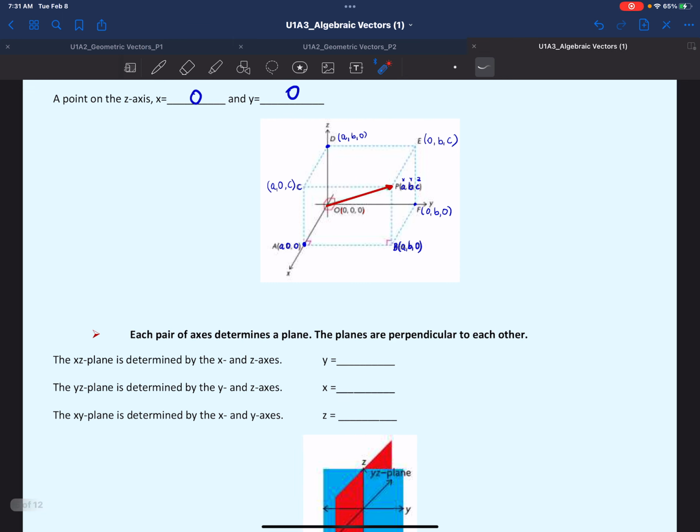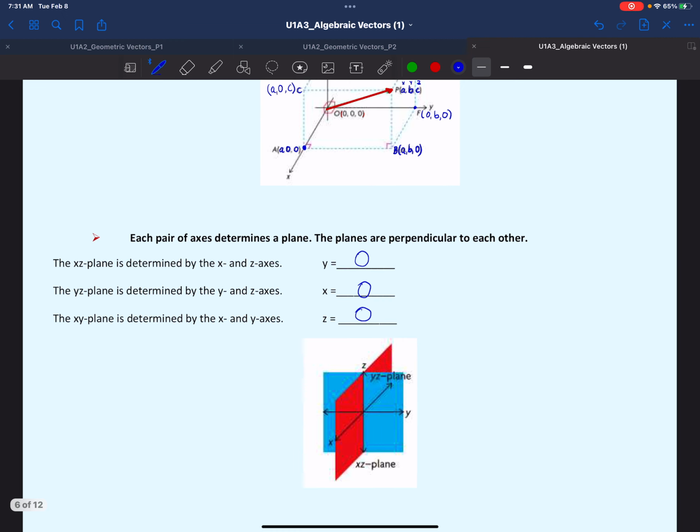Now, each pair of axes will determine a plane, and planes are perpendicular to each other. So the XZ plane is determined by the Z and X axes. That's where Y is 0. The YZ plane, Y and Z axes. That's where X equals 0. And the XY plane is determined by the X and Y axes, so that's where Z is 0. And you can see that the YZ plane is the blue one. It extends in all directions. And the red one is the XZ plane. Now, the XY plane will be the one that is going this way.